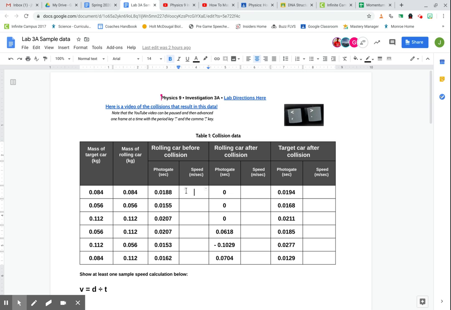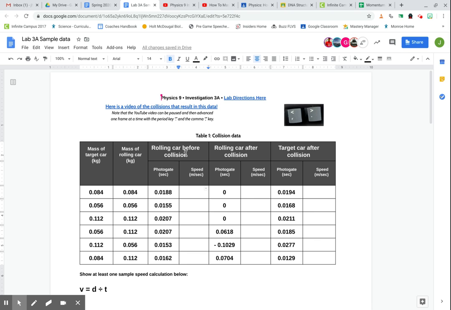So what you're going to do here is take 0.01 and divide it by this number right here, 0.0188. And then I'll get my speed. Then I'm going to do the same thing here, 0.01 divided by this, 0.01 divided by this, and so on down. Then I'm going to come over here and do the same thing, 0.01 divided by this, 0.01 divided by this, and down, and the same thing for this column. That is how I would calculate and finish off this data table.